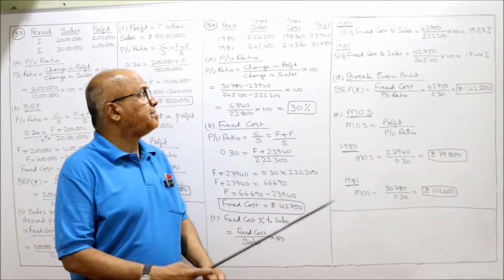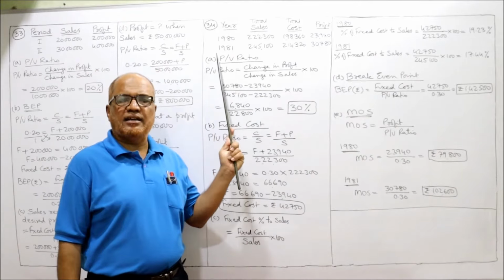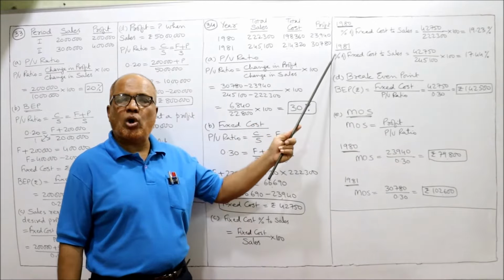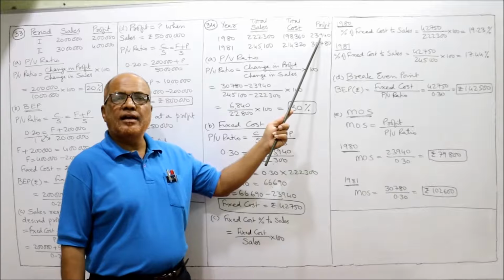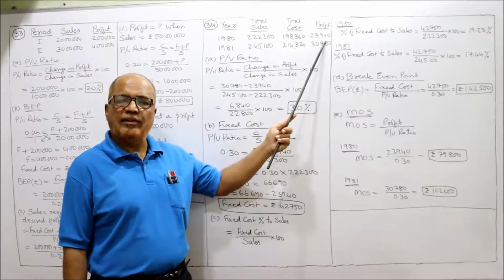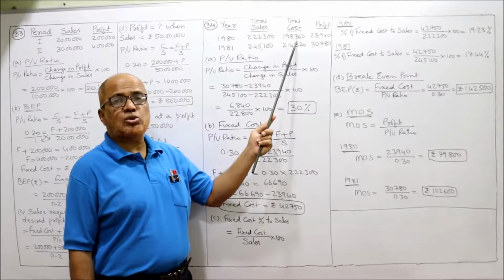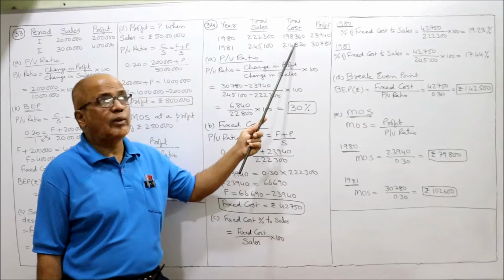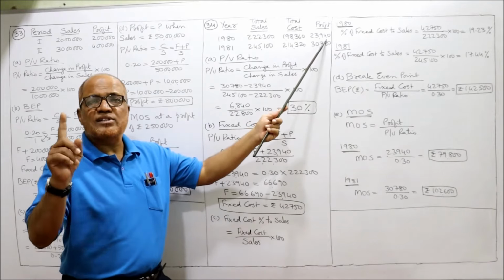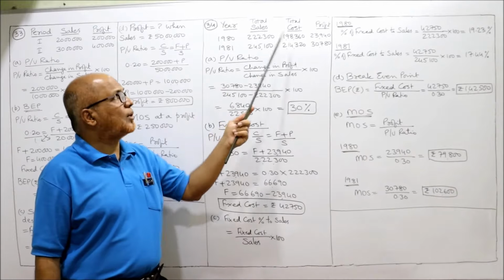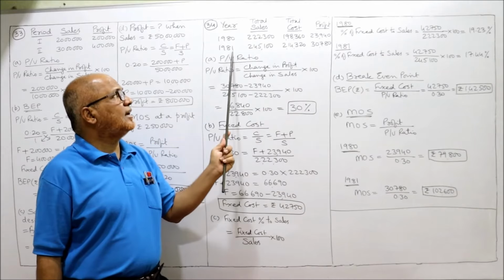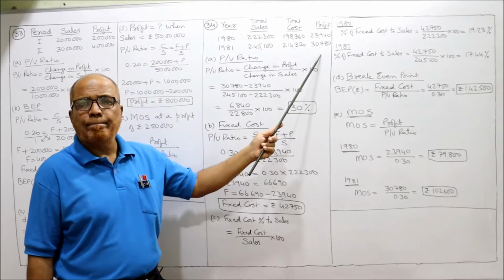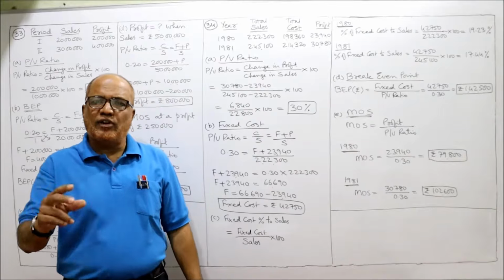Slight difference is there. Year 1980, 1981. Total sales are given in the problem. Total cost is given. I have opened one more column for profit. It is not given in the problem. We will calculate: total sales minus total cost. 2,22,300 minus 1,98,360, you will get the profit 23,940. So 1980 is the first year, profit is 23,940. Second year 1981: 2,45,100 minus 2,14,320 is 30,780. We got the profit of the first year and the profit of the second year.